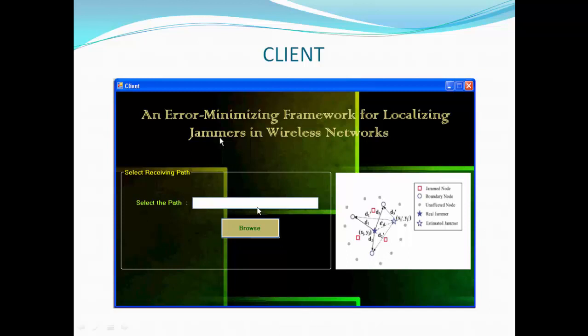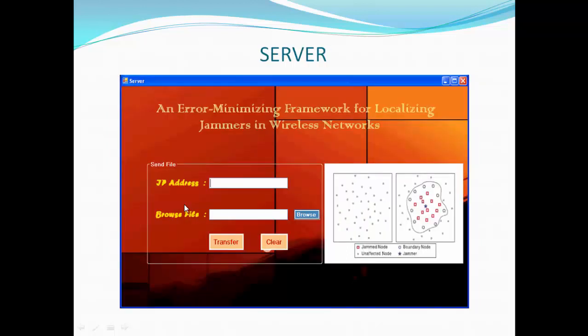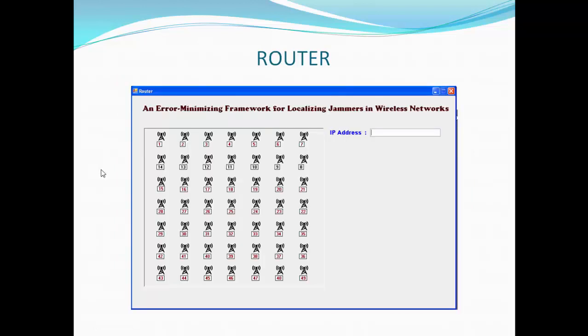Here we will be selecting a path of where to store the receiving file, and then on the server side we will be browsing the file, which file to send to the client, and there we will be giving an IP address of the router through which we want to send. Then we will be clicking the transfer button, and this is the router. Here it shows the path of from where the server sends and where the client receives. We will be locating the IP address here, which is the router by which we will be transferring the file.